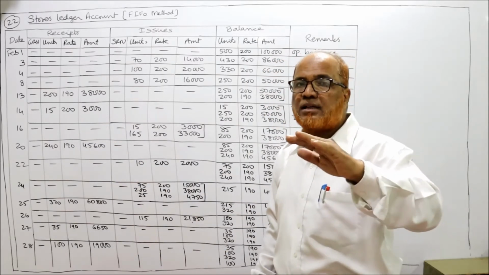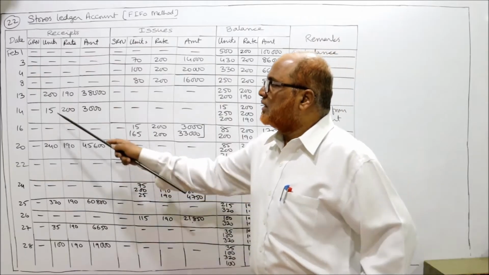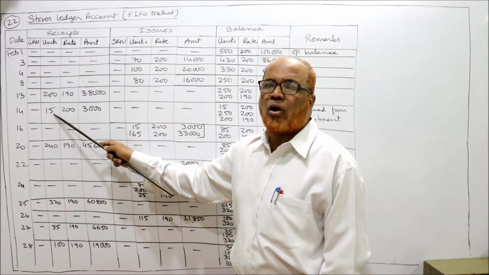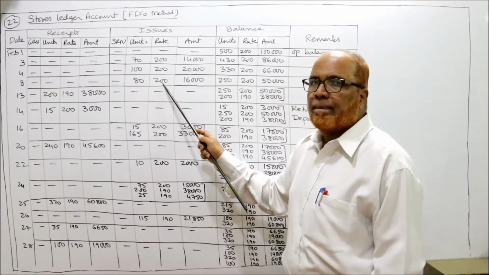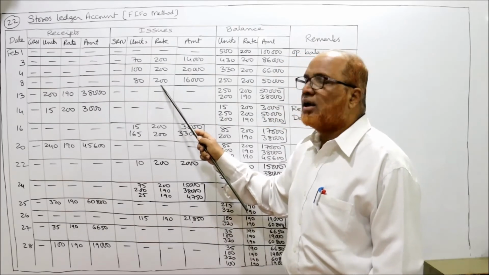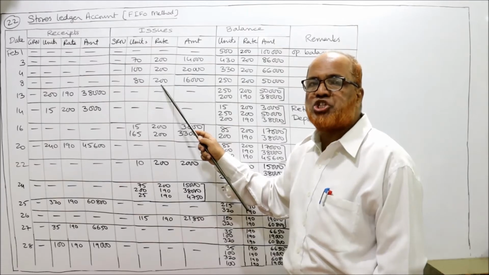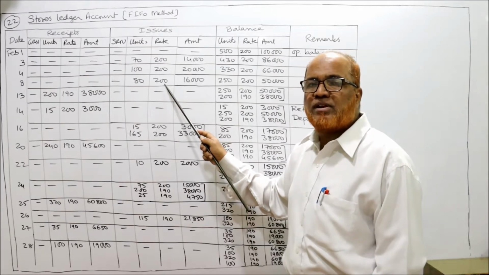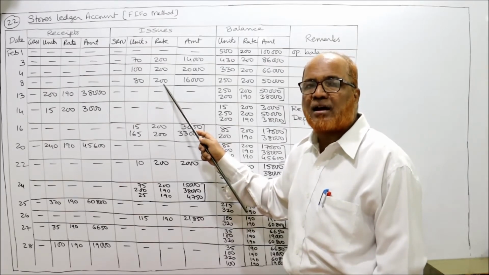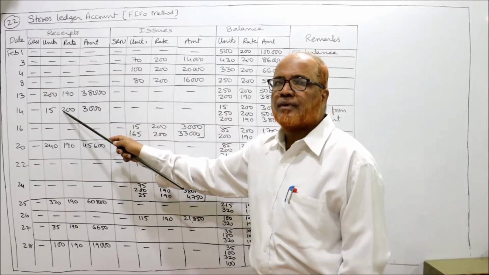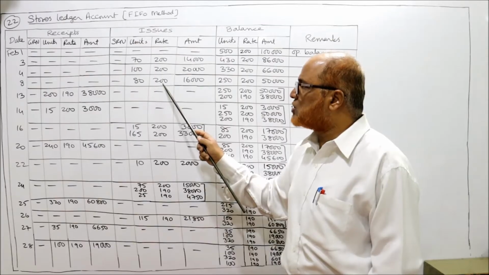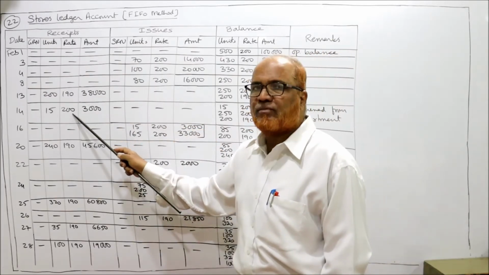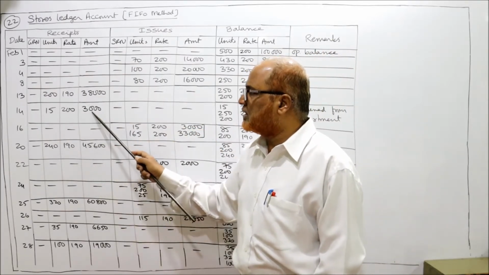So what was the rate at which it was previously issued? This return from the department we got from the previous issue. The previous issue was this one. At what rate issued? 200 rupees rate the previous issue was made. From this previous issue it was returned back to the stores department. So this last issue price was 200. So return price also I have taken 200. So 15 into 200, 3000.